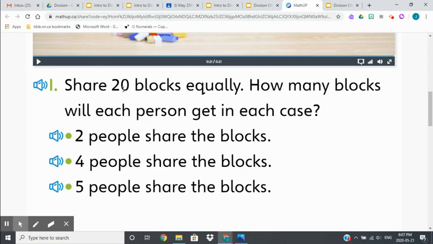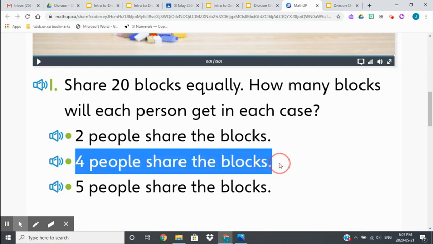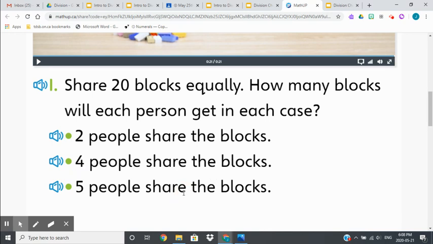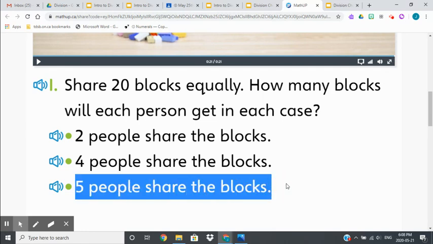Okay, so if you take those 20 blocks and you share them with 2 people, how many will each of those people get? Or if you share them with 4 people, how many blocks will each person get then? If you have 20 blocks and you're going to share them with 4 people. And if you take the same 20 blocks and you share them with 5 people, how many blocks will each person get?